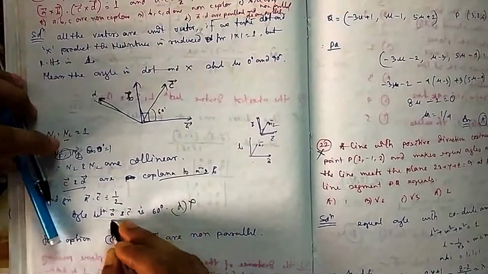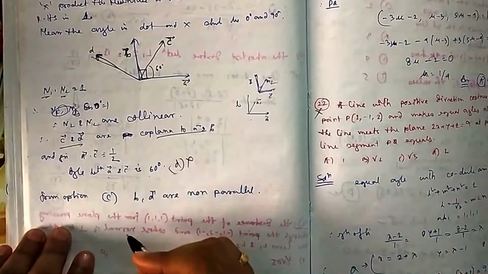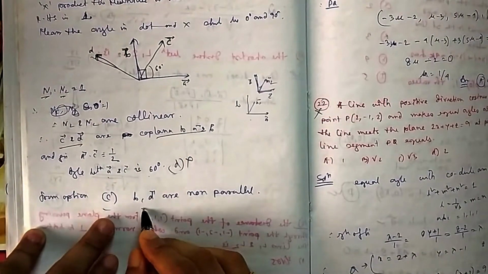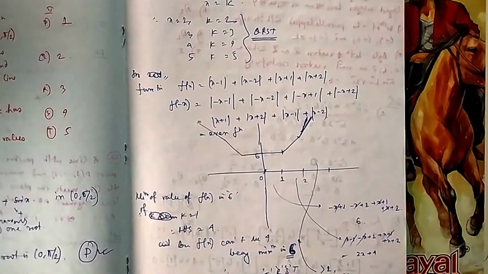But you can see that A dot C is half, so the angle between them is 60 degrees. So obviously they are not parallel, so option D is also not correct. So you are left with only option C, that is B and D are non-parallel. Again, 21, 22 are based on 3D, 23 is based on 3D. 24. Okay, next is 25.